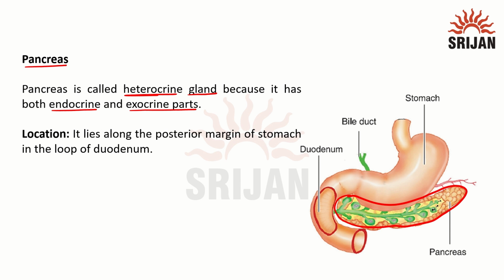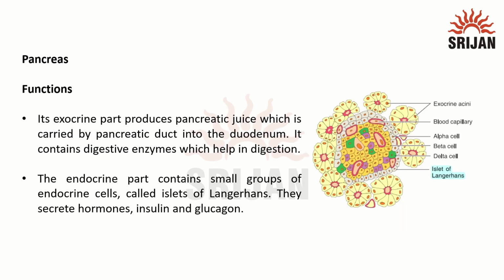And if we observe the location, as mentioned earlier, it lies along the posterior margin of the stomach in the loop of the duodenum. So this is the duodenum, part of the small intestine, and inside this loop we have the pancreas. Now the pancreas is important because it has two functions, as mentioned earlier.